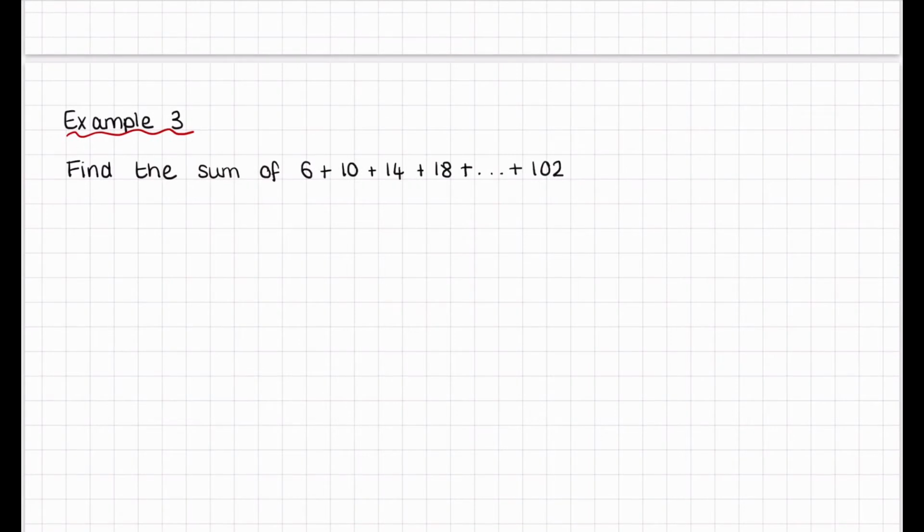And then example 3. We want to find the sum of 6 plus 10 plus 14 plus 18 all the way up to 102. With this one, we know the first and the last term, which means we want to be looking at this formula. So we know that u1 equals 6 and un equals 102, but we don't actually know what n is. So we need to work out n first, which means we need to go back to our original formula, sub values in, and then work out what n is.